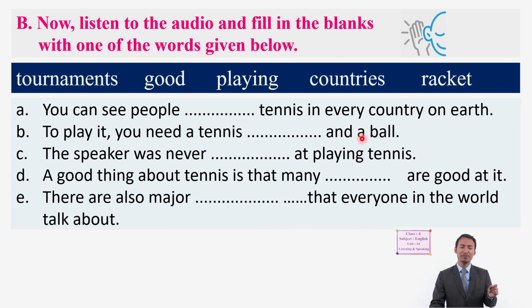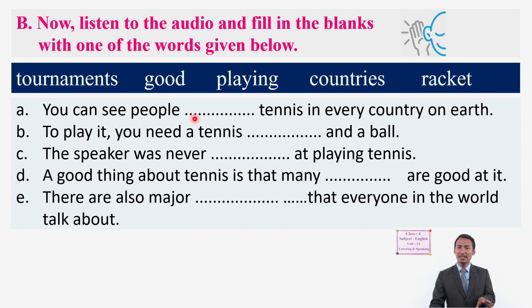To play the game, we need two things. One is a racket, another one is a ball. And the speaker was never good at playing tennis. Another one is, a good thing about tennis is that many countries are good at it. Many countries play it well. There are also major, we have one word, that is tournaments. So, major tournaments that everyone in the world talks about.